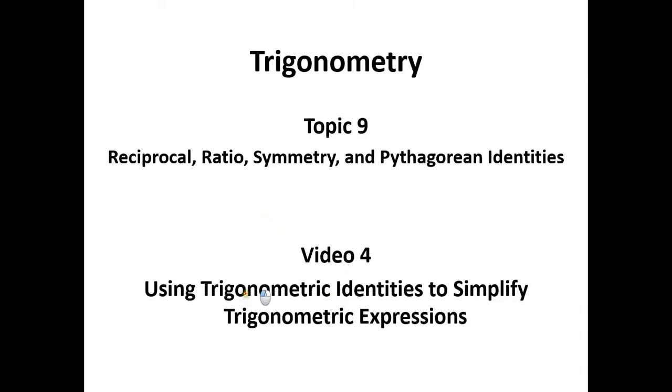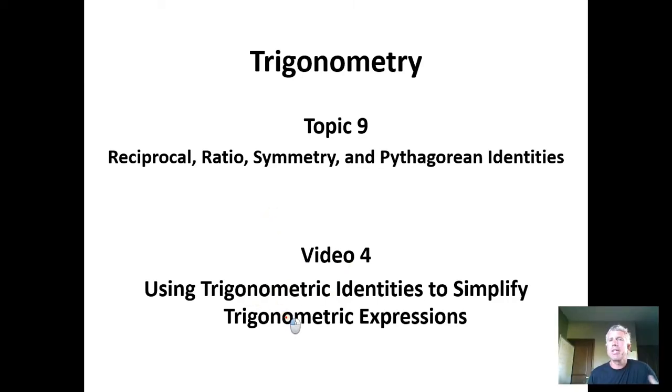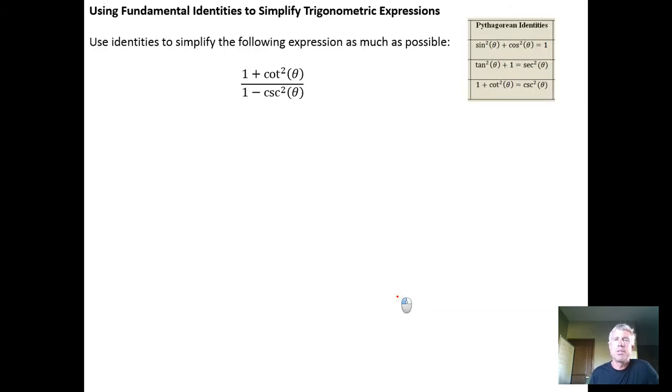So in this video we're going to look at how to use the trigonometric identities that we've developed to simplify trigonometric expressions. So this first expression, 1 plus cotangent squared of theta over 1 minus cosecant squared of theta, we're going to look at simplifying it a couple different ways using the fundamental identities that we've developed so far.